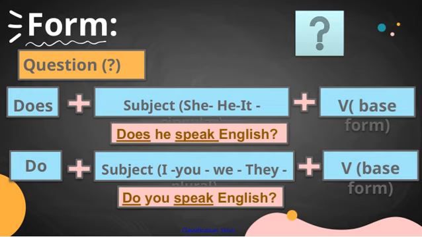Now, when we're talking about subjects like she, he, or it, we use does instead of do. So the question becomes, does he speak English? Again, the main verb stays in its base form, which is a key point to remember.